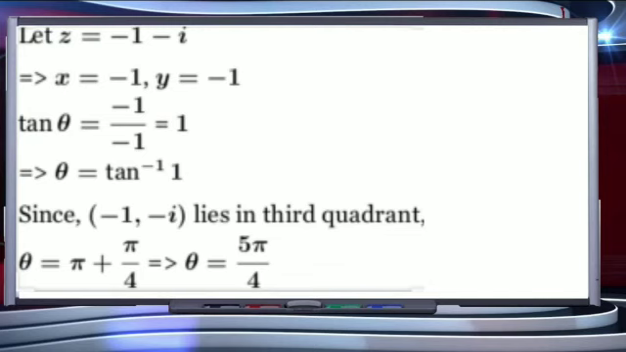But here it is lying in the third quadrant. How? Because both the values are negative, and minus minus always lies in the third quadrant. So our angle theta will become pi plus alpha. This implies theta will be equal to 5 pi by 4.